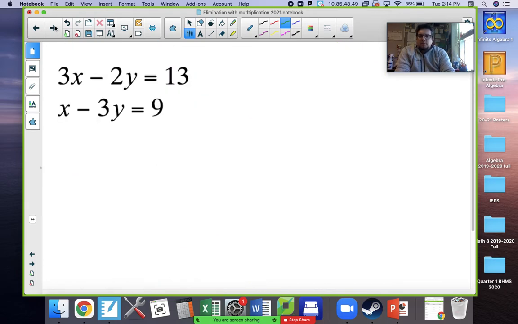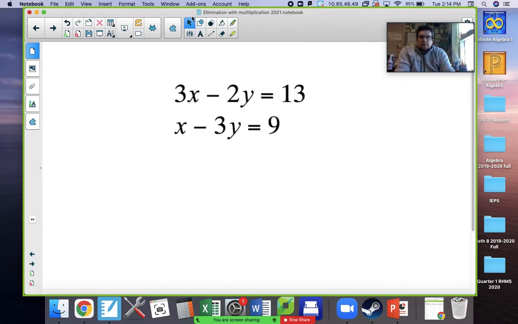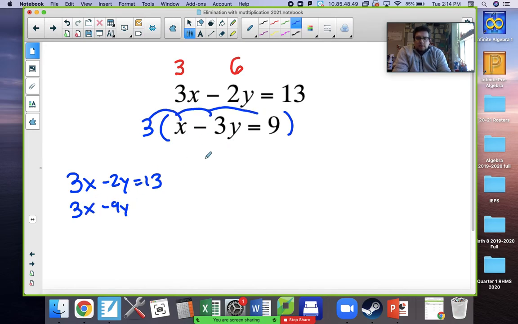All right, last example for our video here today. Let's pick this one. This one's good. We want to make our equal coefficients. So either we can make the x's 3's or we can make the y's 6's. 3 is the easiest. All we have to do is multiply the bottom equation by 3 to make it happen. The top equation stays 3x minus 2y equals 13. The bottom equation becomes 3x minus 9y equals 27.